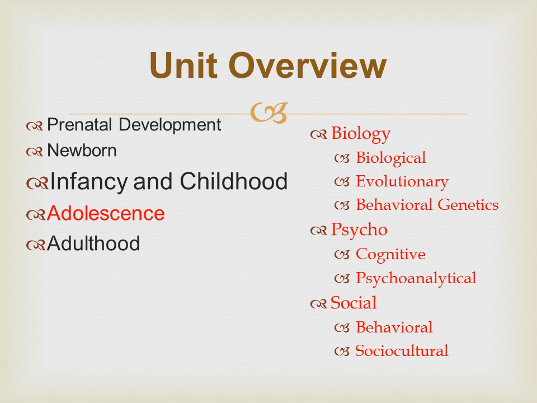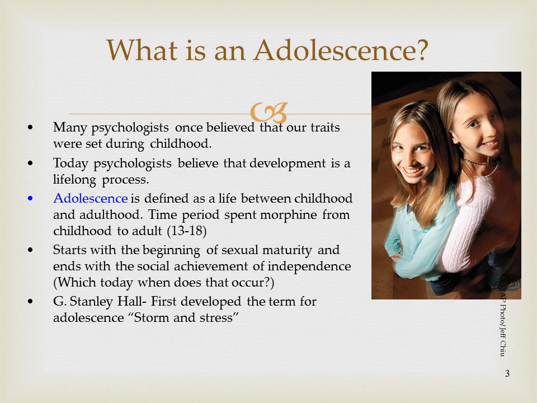Again, kind of back to our main overview here. We have the adolescent section, and specifically, it's going to cover the biological, psychological, and social development. I would start with my notes on page 12 and 13 in the packet. Okay, so first it kind of gives you an understanding of what an adolescent is. Many psychologists once believed that our traits were set during childhood. However, today psychologists believe that development is a lifelong process.